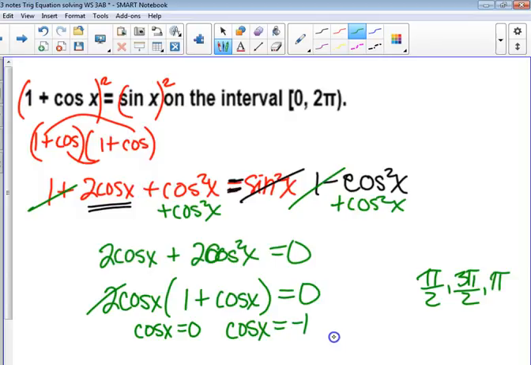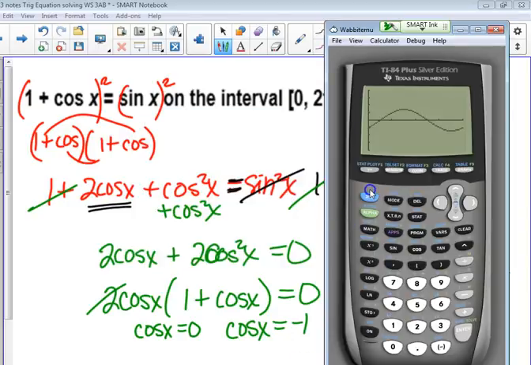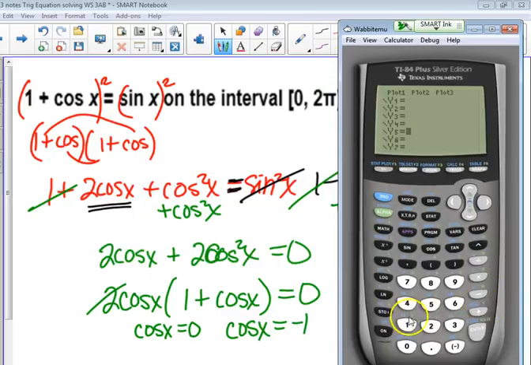Okay. If we wanted to graph this and check, you would want to graph the original equation, which was what? Okay. If I graph that in y1 and y2, what am I actually looking for? Intersection points. Good call. 1 plus cosine and sine. 0 to 2 pi. I'm looking for intersection points.